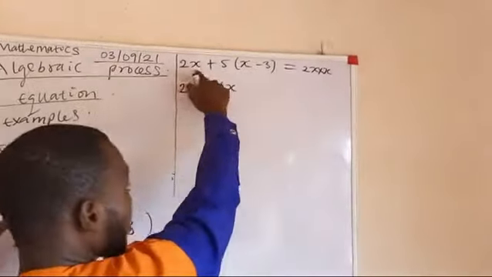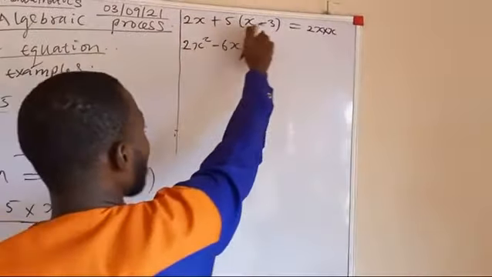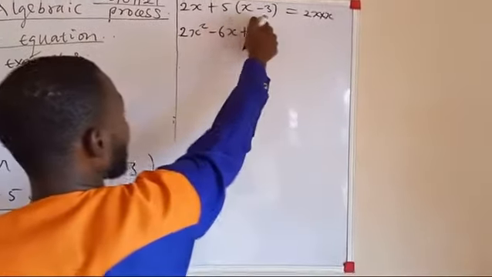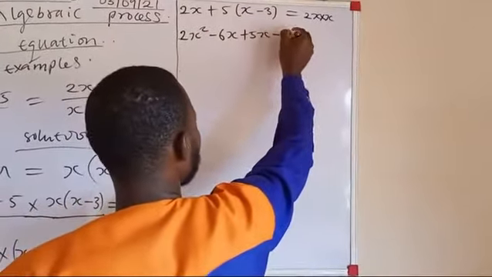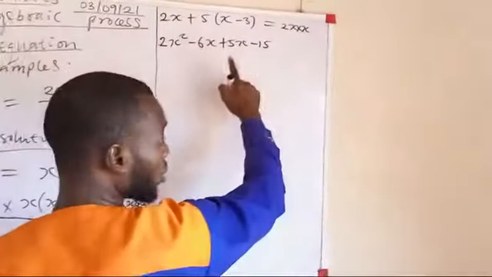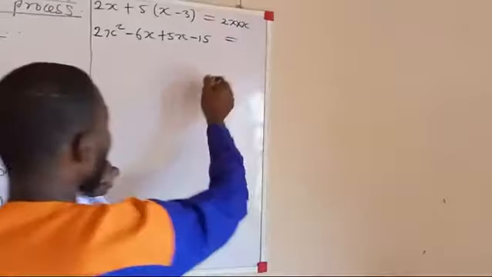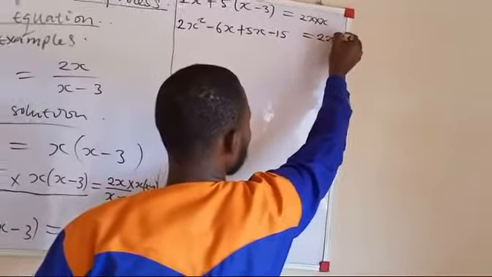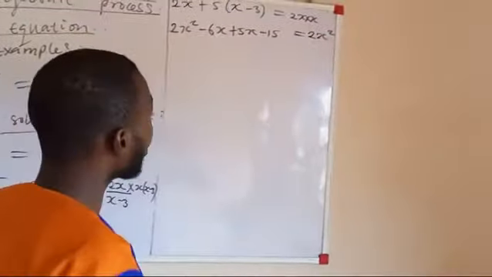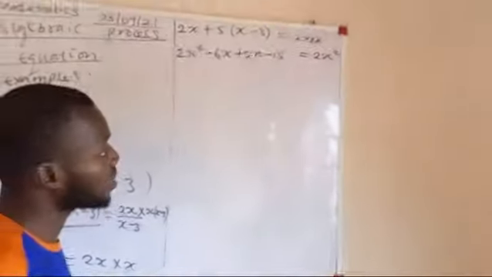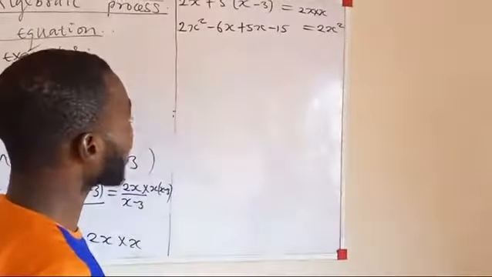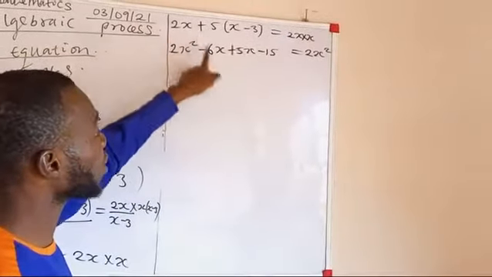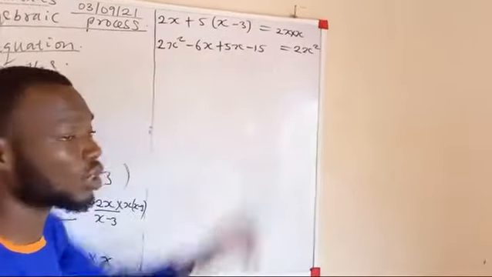So we are done with this. Let's now go for 5. 5 times x will give us plus 5x. 5 times minus 3 will give us minus 15. So we are done with this. It's now equal to, 2x times x will give us 2x squared. At this point, we have to collect like terms. If you take a look at this, we have different terms. We have x squared, we have x, and we have a constant term.